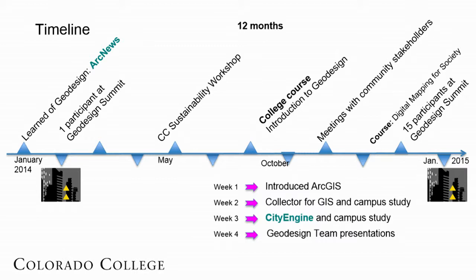Just bracketing those two events, one participant at the summit last year, myself, and this year, if I have counted correctly, we have 15 individuals associated with this Rocky Mountain institution, Colorado College. Two courses: an introduction to geodesign taught during the month of October is now followed in something of a succession by a course in digital mapping for society that's underway presently.